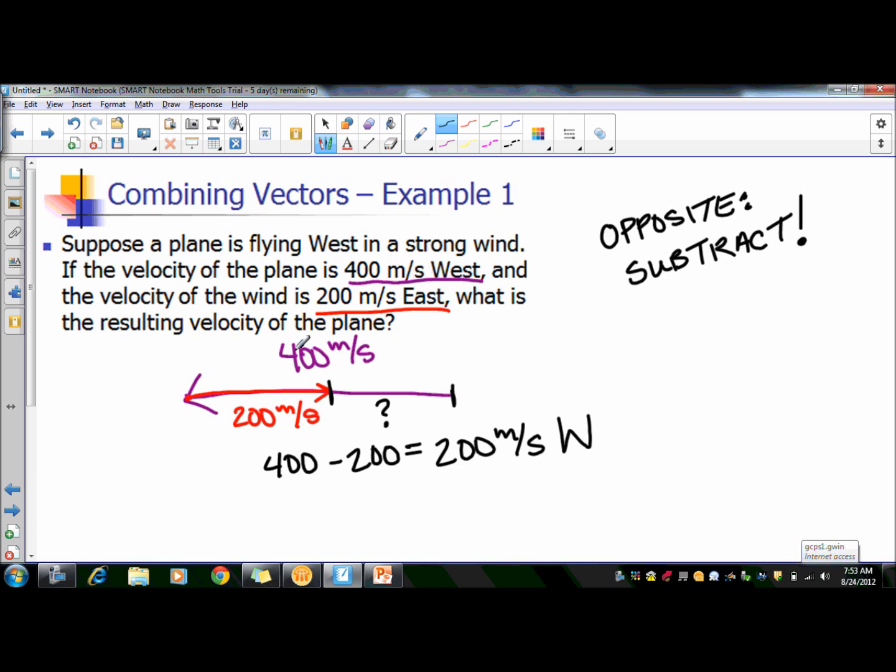This is also called a headwind, and you might see that in questions on WebAssign, in examples, on the test. It's a headwind because the wind is hitting the head of the plane. So you can imagine, oh gosh, here we go, my drawing skills, I apologize. You can imagine the plane is flying in this direction. The wind is hitting the head of the plane. It's going the opposite direction.